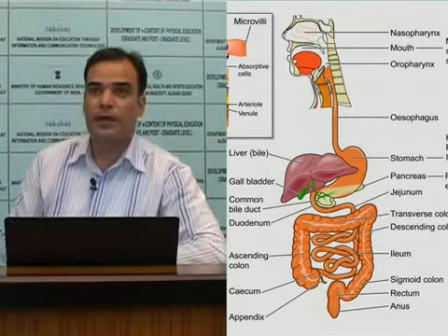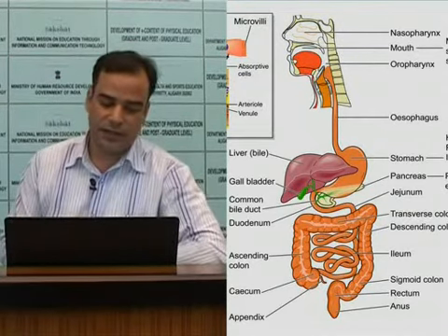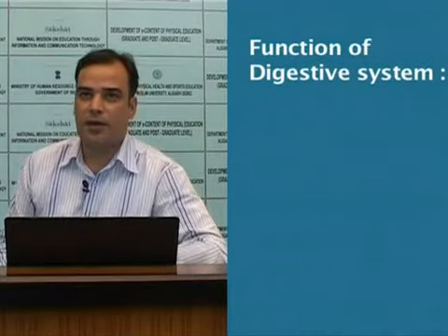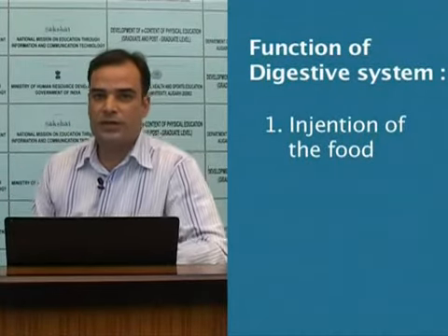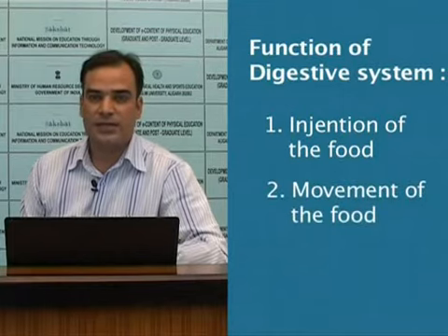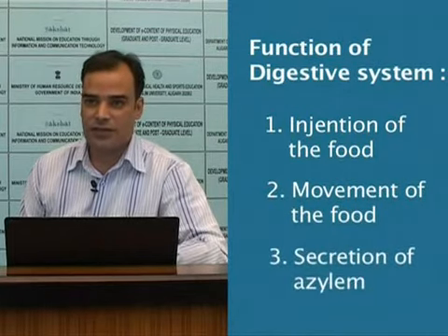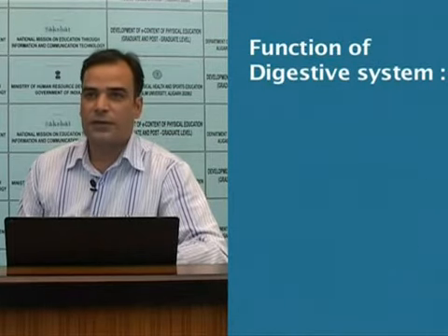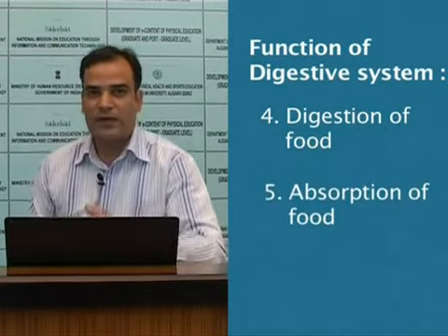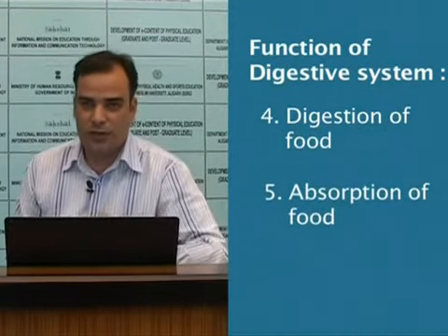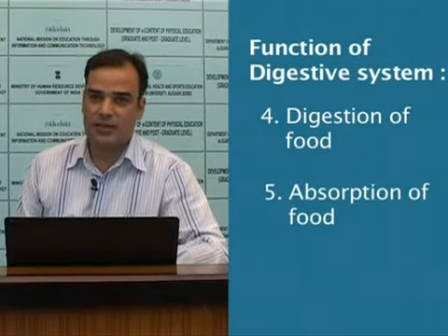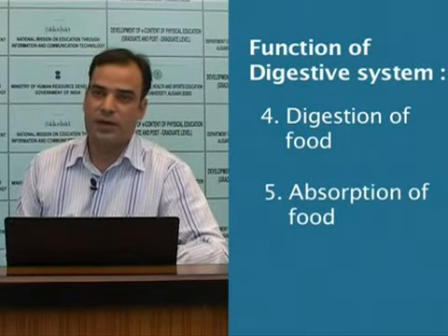Finally, these two processes, movements and secretions, accomplish the process of digestion. So in a nutshell, the overall functions of the digestive system are: number one, ingestion of the food; second, movement of the food through different parts of the digestive system; third, secretion of various enzymes for digestion; fourth, digestion of food; fifth, absorption of food; and finally, whatever is left out which is not useful for the body will be eliminated, and that process is called defecation, and this is also a function of the digestive system.